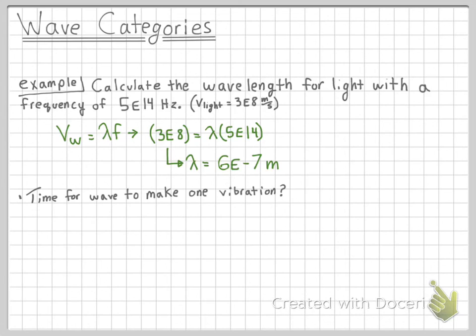You can also be asked to find the time that it takes for this light wave to make one full vibration. We know that period is equal to 1 over the frequency, and we know that the frequency is 5 times 10 to the 14th hertz, and when we solve, the time to make one full vibration, which is known as the period, is 2 times 10 to the negative 15 seconds.